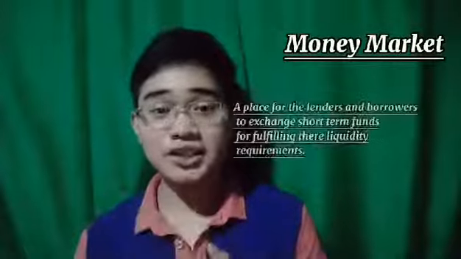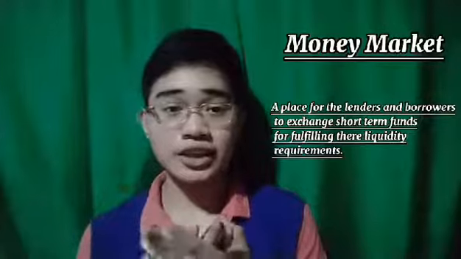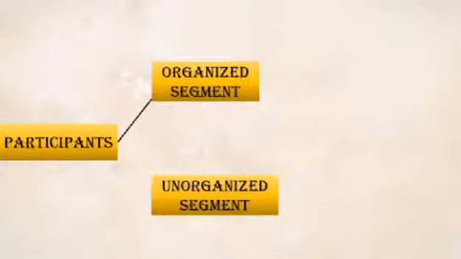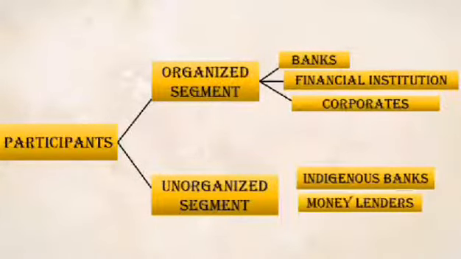Now, the sixth type of market, known as money market, is a place for borrowers and lenders to exchange short-term funds for fulfilling their liquidity requirements. If you are not familiar with the words I mentioned earlier, I put them at the end of the video. In addition, the participants are divided into two categories, the organized segment and unorganized segment. Examples of the organized segment are banks, financial institutions, and corporates, while the unorganized segment includes indigenous banks, money lenders, and others.